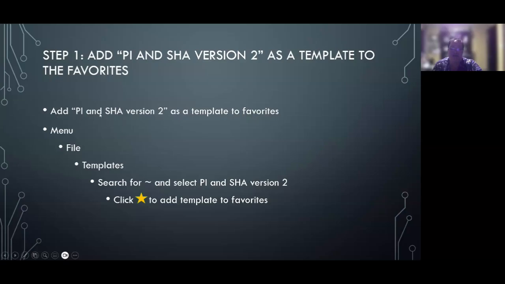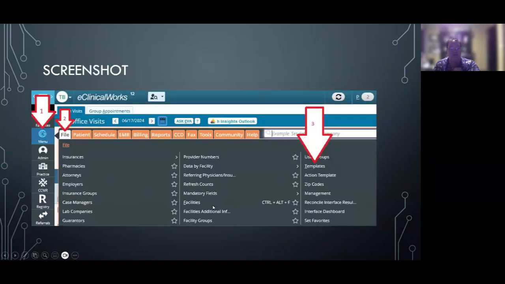So add the pregnancy intention and sexual health assessment version 2 as a template to your favorites. Go to menu, then file, templates, and then there's a little swirl thing, which is if you hit shift and the button to the left of the number 1, that'll give you the swirl dash. And then it'll pop up with PI and sexual health assessment version 2. Once that pops up, you can click that gold star to add it to your templates.